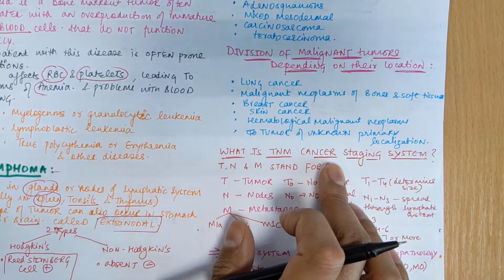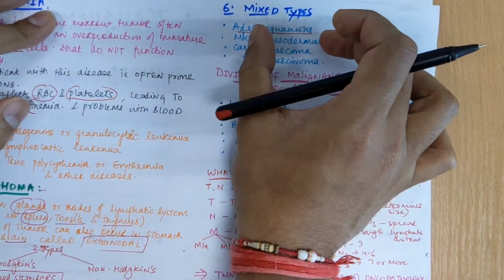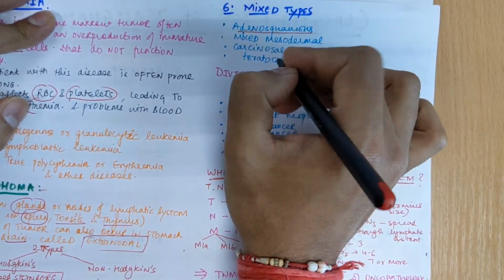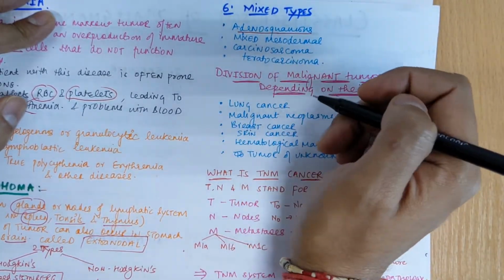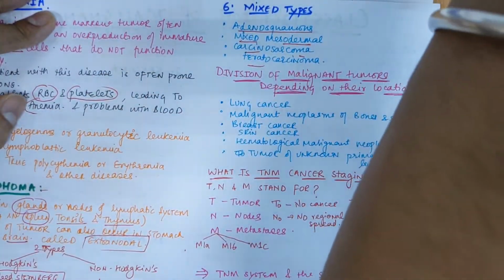Now comes your mixed type. In mixed type we have adenosquamous tumor, mixed mesodermal tumor, carcinosarcoma, and teratocarcinoma. So these are the terms we will use in the case of mixed types.